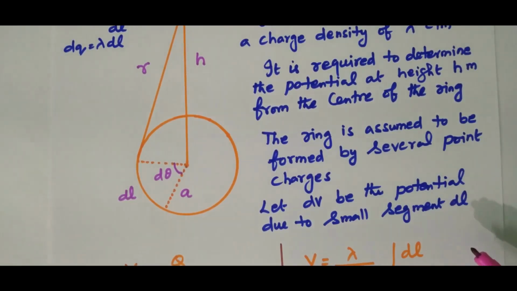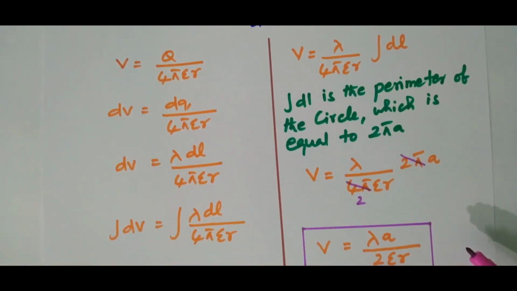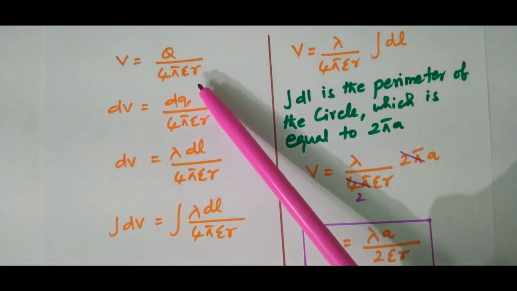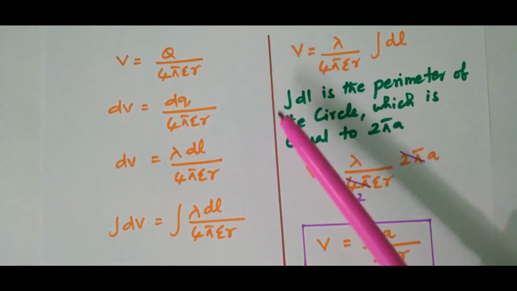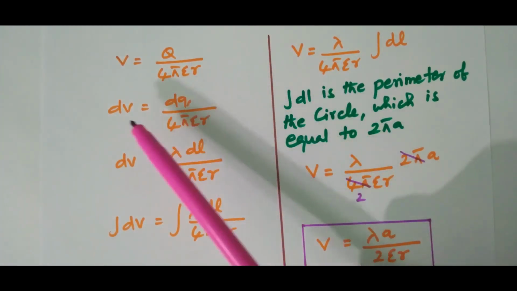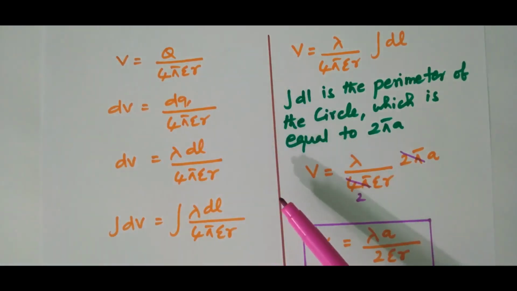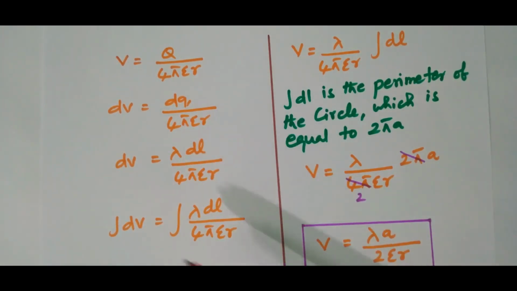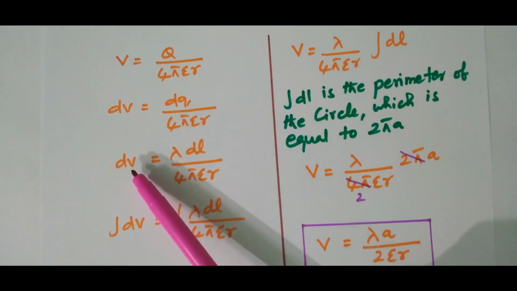Now we'll go to the derivation. We know that V equal to Q divided by 4 pi epsilon r. The general formula for potential is Q divided by 4 pi epsilon r. So due to small charge dq, the V becomes dV. So dV equal to dq divided by 4 pi epsilon r. Now the dq can be replaced by lambda into dl. So dV equal to lambda dl divided by 4 pi epsilon r. This is the small potential due to the small length.